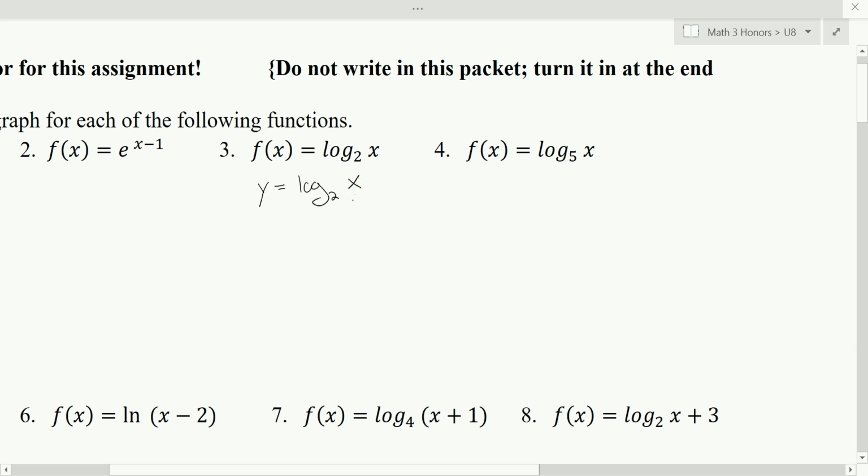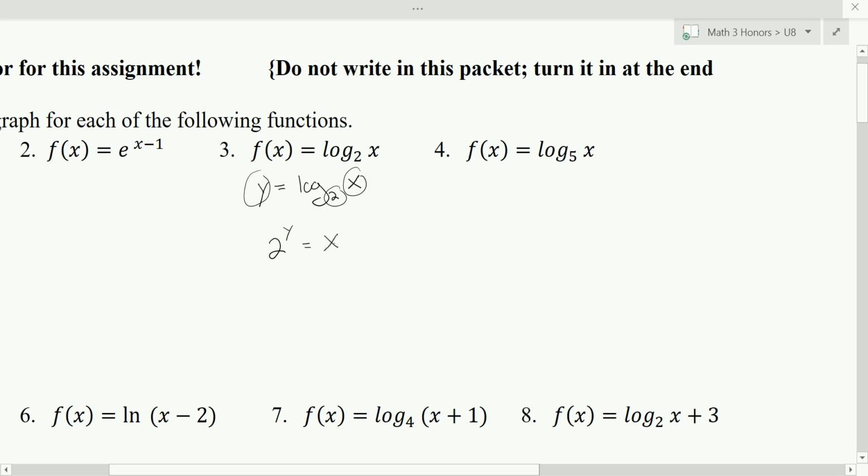The first thing you're going to want to do is change it out of log form into exponential form, something you're more familiar with. And you have the three parts. You get your y, your 2, and your x. And if I change it out of log form, what do I get? I get to rearrange these three things. I get 2 to the y equals x.